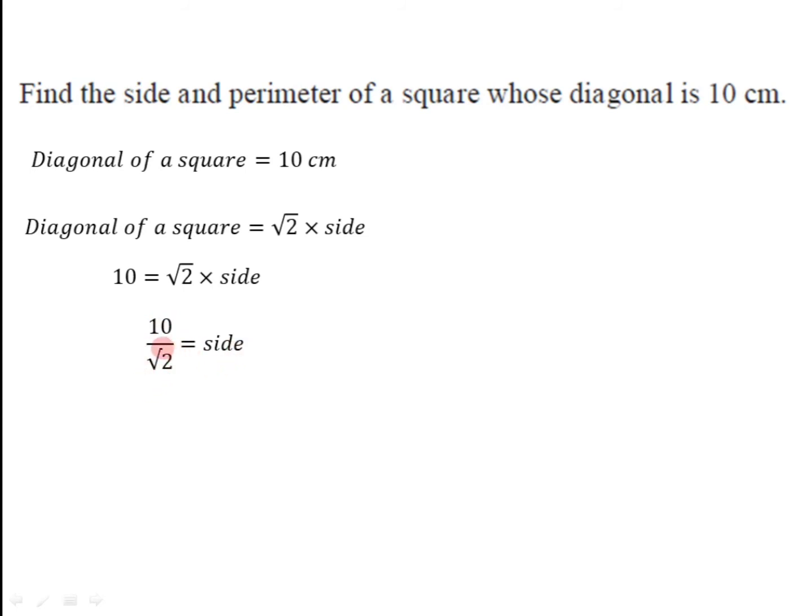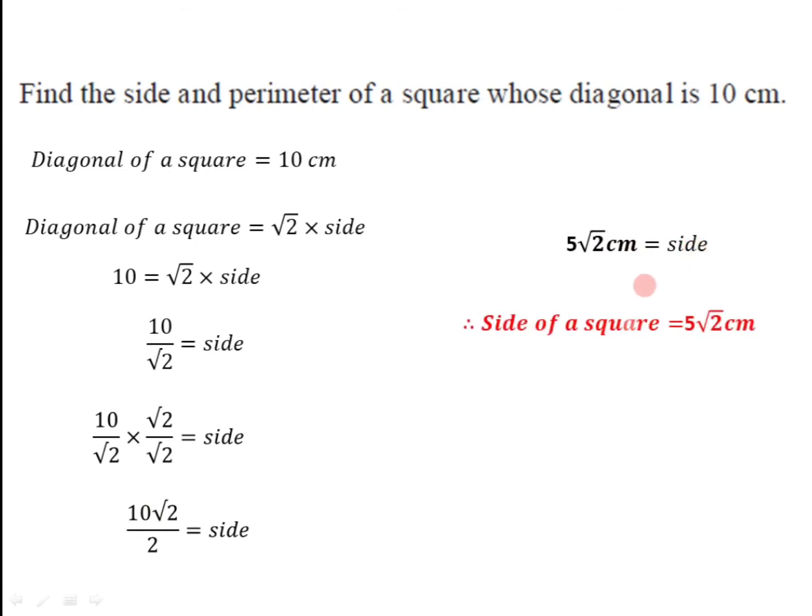Now here we have to rationalize the denominator, simplify this one. So to do that, we have to multiply both the numerator and denominator by root 2. So 10 by root 2 into root 2 by root 2, that is equal to side. If we multiply numerators and denominators, we get 10 into root 2, that's 10 root 2, divided by root 2 into root 2, that's root 2 square, that is nothing but 2, is equal to side. Now if we divide 10 in the numerator by 2, we get 2 5s are 10, that's why 5 root 2 is equal to side. That means side of a square is 5 root 2 centimeter. So this is the answer of the first question.